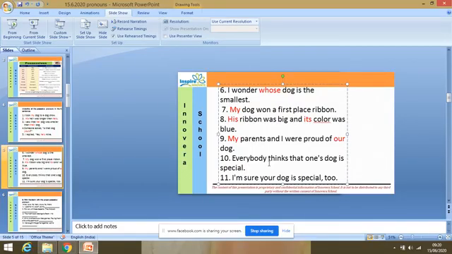See the 10th one. Everybody thinks that one's dog is special. One's is so easy to identify. What will be the possessive pronoun here, children? One's. Everybody thinks that one's dog is special.